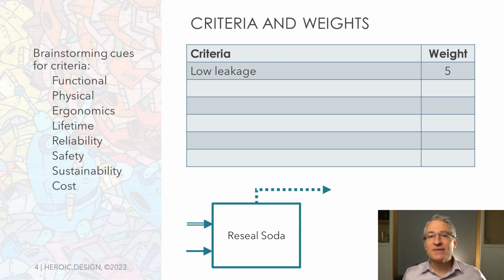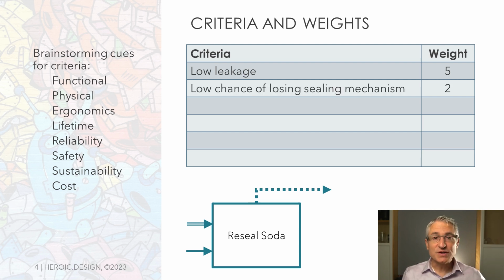Low leakage. This is an obvious functional criterion, and some solutions for this subfunction will have lower leakage than others. This criterion is highly weighted because it's the main function, and our user doesn't want soda leaking in their bag.